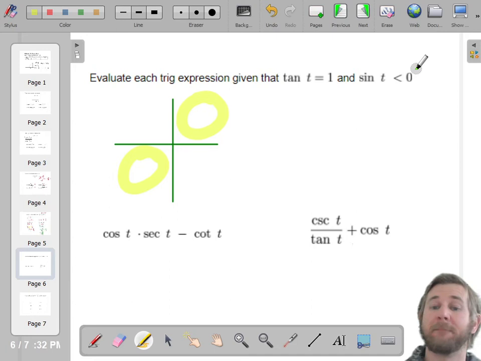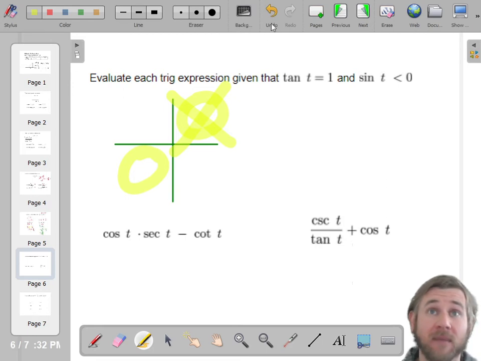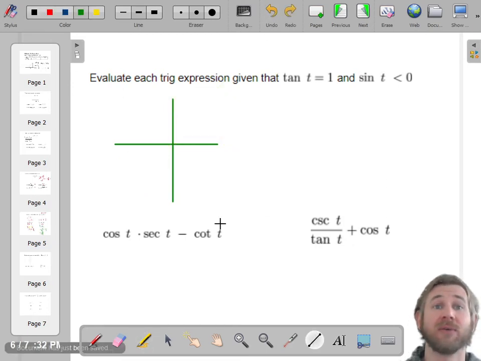So to meet both of these criteria, tangent has to be positive in one of these two, but sine also has to be negative. Sine is positive in the first quadrant, so that means what we're saying is we're in quadrant 3. Just figuring that out is going to be really important. We're in quadrant 3.